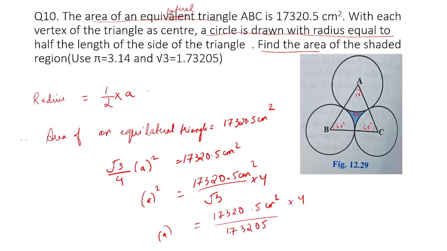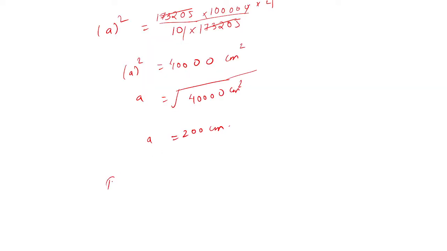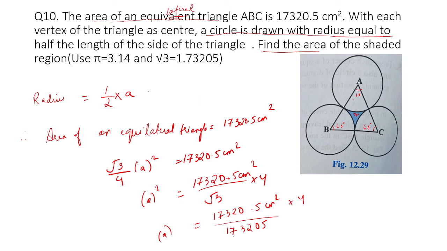Now what do we know? We know that the radius is equal to half into a. So what is the radius? The radius is half into a, so a is 200 centimeter, so the radius is going to be 100 centimeter. Now in order to find out the area of the shaded region, we need to know the area of the equilateral triangle, which is already given, and subtract it with these 3 sectors, right? If we take the area of this triangle and subtract it with the 3 sectors, we would end up getting the remaining portion.